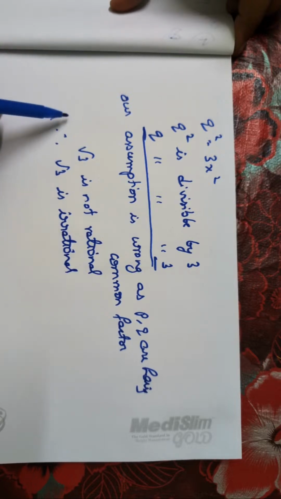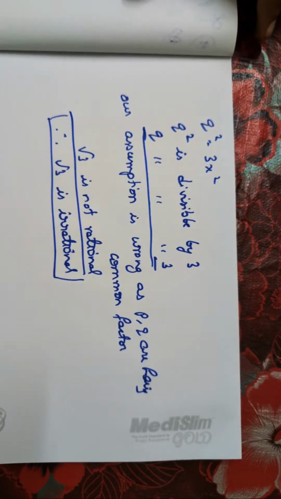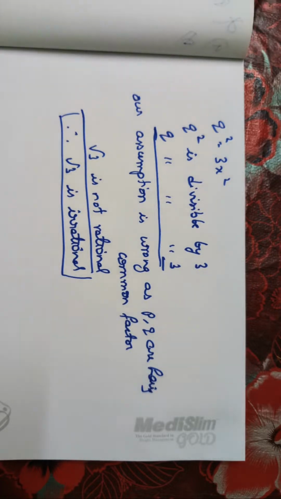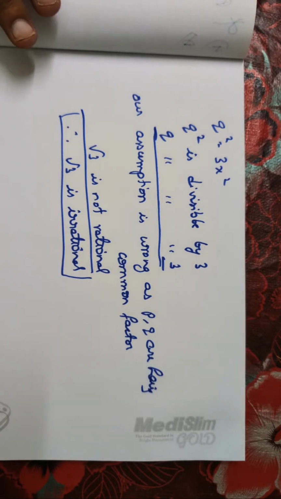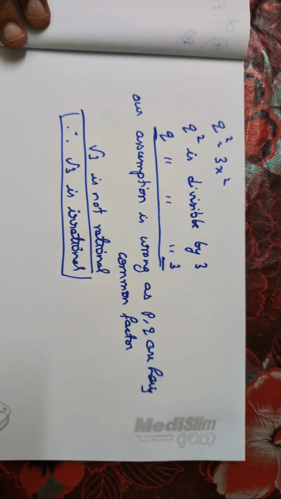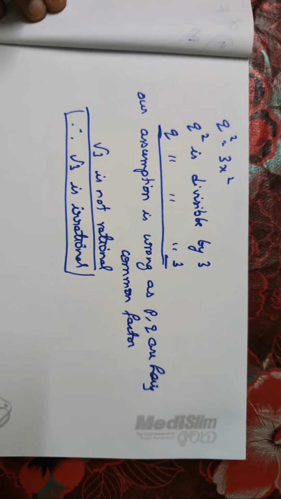So I hope everyone has got how to do this. First we need to assume the opposite, that root 3 is rational. Write it in p by q form, where q is not equal to 0 and q belongs to natural numbers. Then square both sides. If a square number is divisible by any number, then the number itself is also divisible by the same number.